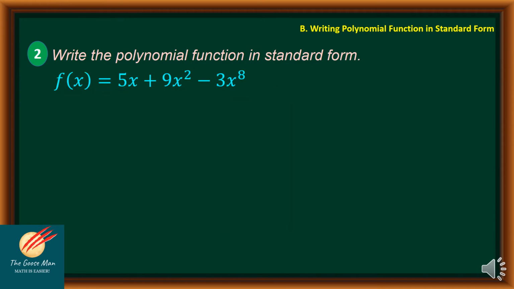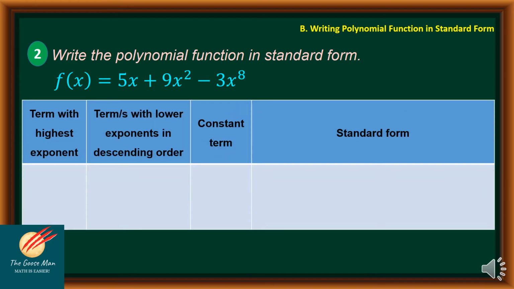Let's have another example in writing the polynomial f of x is equal to 5x plus 9x squared minus 3x to the 8th power in standard form. Again, we will utilize the table form. So, we will list down the term with the highest exponent, and that term is negative 3x to the 8th power, while the terms with lower exponent in descending order are 9x squared and 5x.